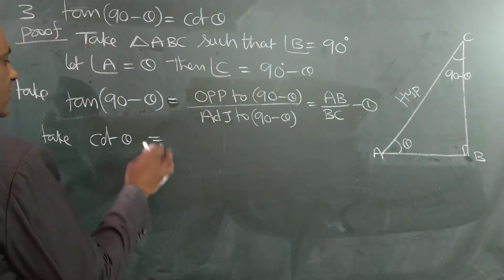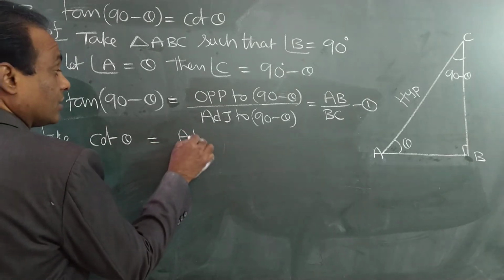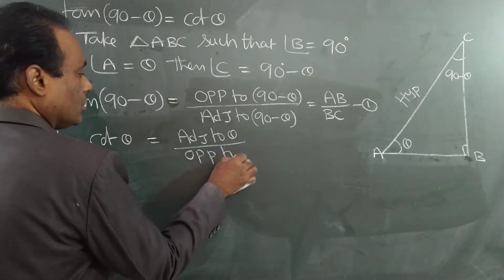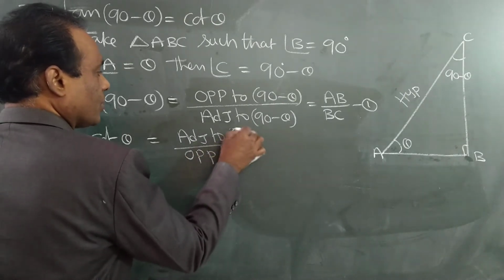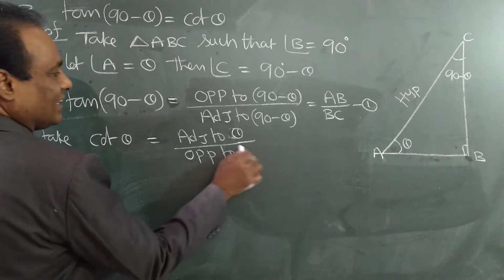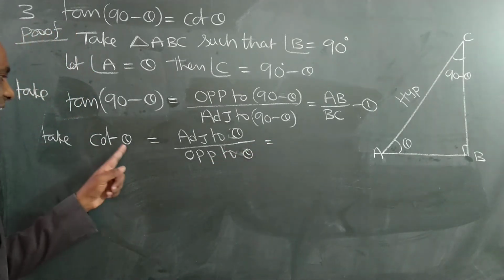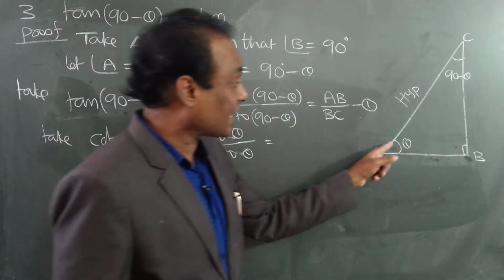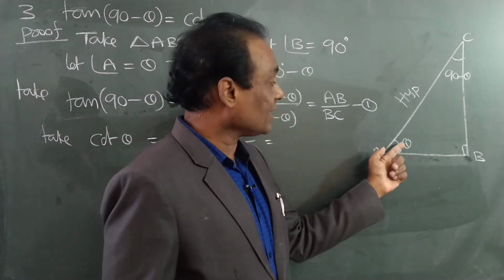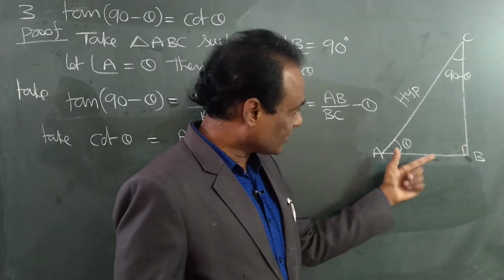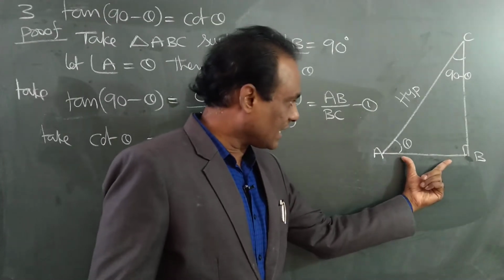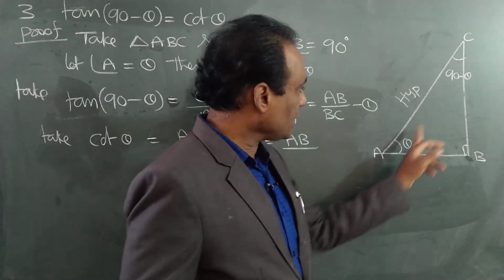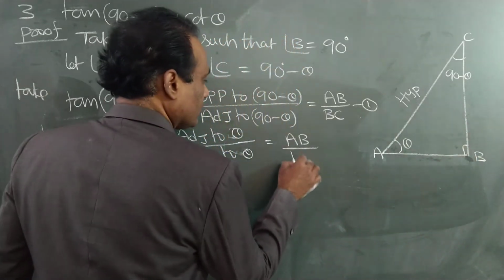Now take cot. What is cot definition? See the cot definition: adjacent by opposite. Opposite to what? Theta. Cot definition is adjacent by opposite. So which angle we are taking? Theta. This angle we are taking. So for this angle, what is the opposite? BC. What is the adjacent? AB. For this angle, adjacent is AB. Opposite is BC.